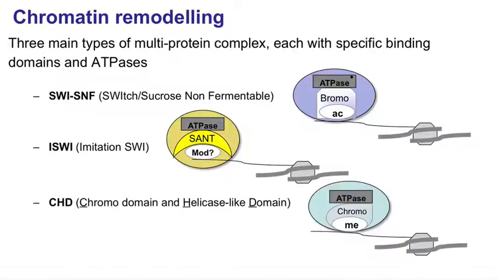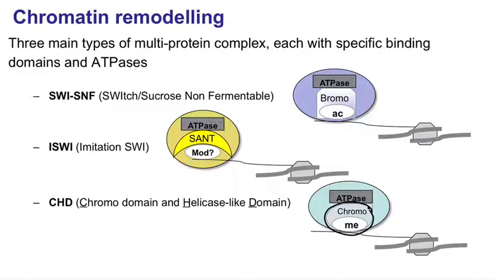And the final class are called the CHD chromatin remodelers, and this stands for chromodomain and helicase-like domain. So the chromodomain we've also dealt with before, and it recognises the methylated histone tail. And remember, methylated histones can be found in different contexts, and it's context dependent whether or not it may be an active chromatin or inactive chromatin, so heterochromatin or euchromatin. And depending on the chromodomain, which protein it's found in, that will alter the function.